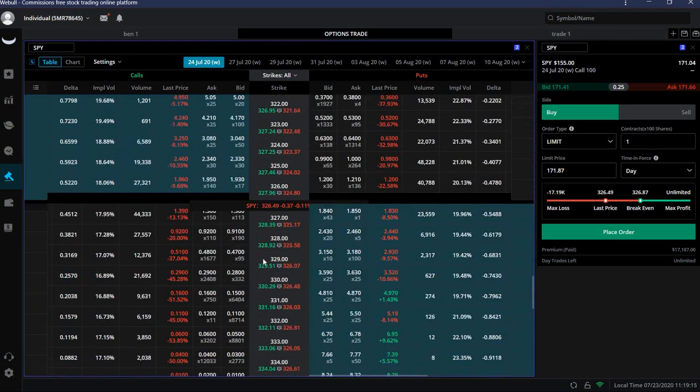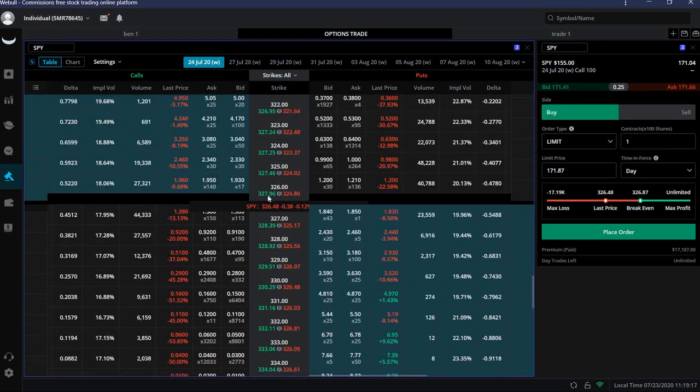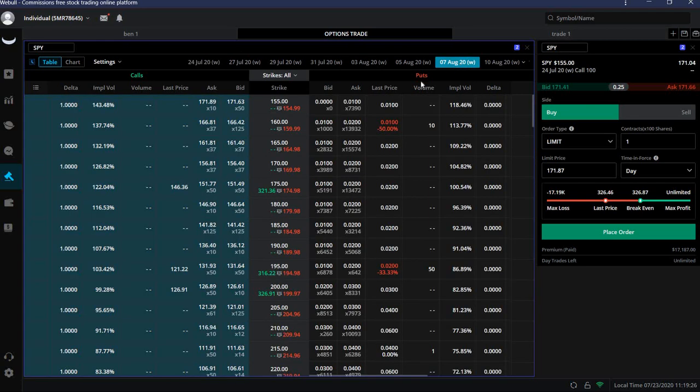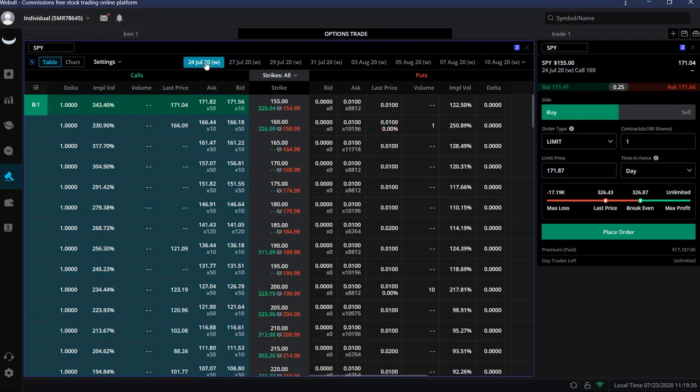And then as you get closer, so that's way in the money. Here's a price right here. Here's stuff closer to the money. And the further out you go, the cheaper the contracts are going to cost, because the risk is a lot less. So these are the cheapest contracts. These expire tomorrow.